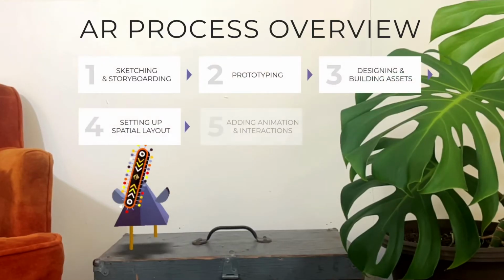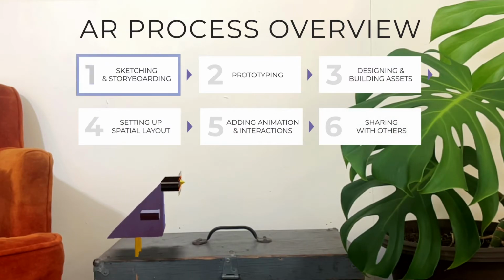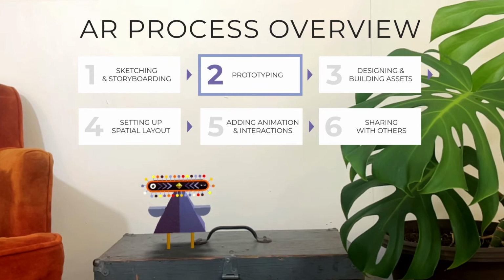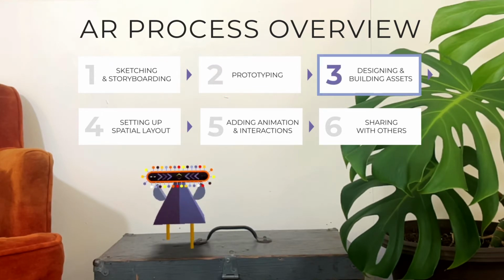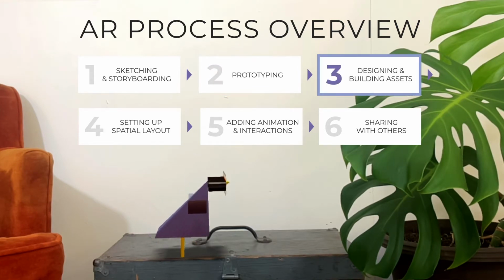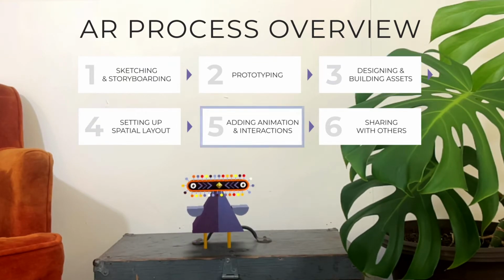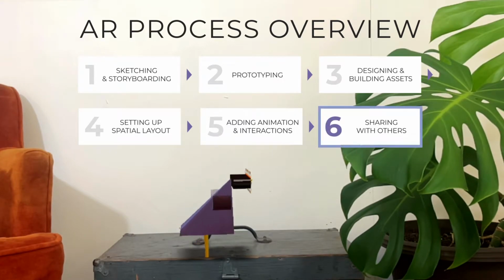So, let's get started. This is a bird's eye view of the AR design process. I always start with sketches and storyboards. From there, I make physical prototypes, where I test my initial ideas. Then it's time to actually design and build the assets. I bring everything into Adobe Aero and set up a spatial layout. I add interactions, animations, and finally it's time to test and share it with others.